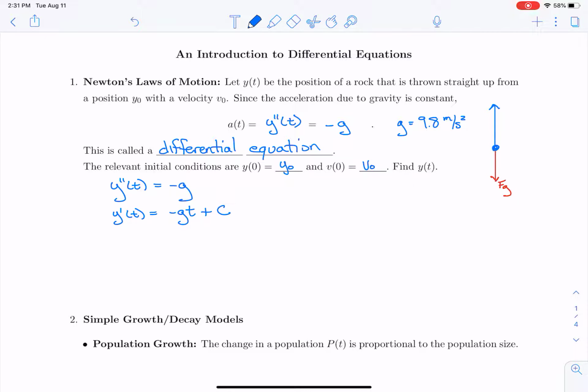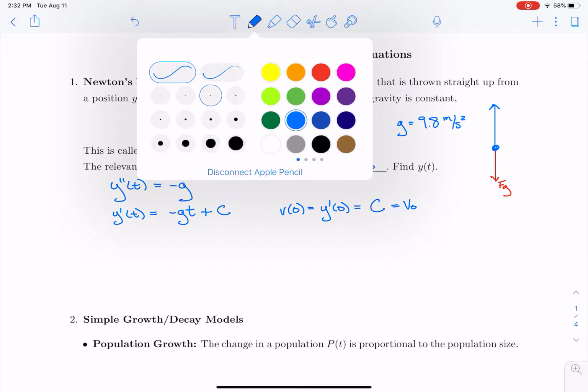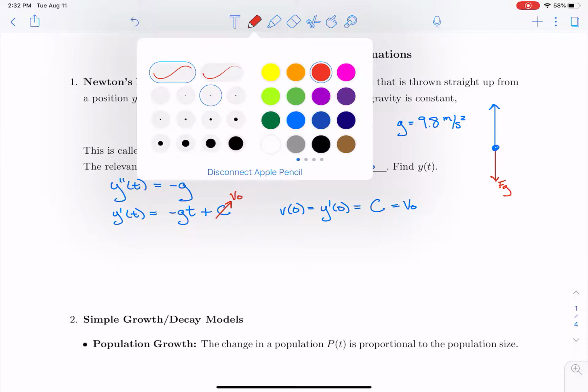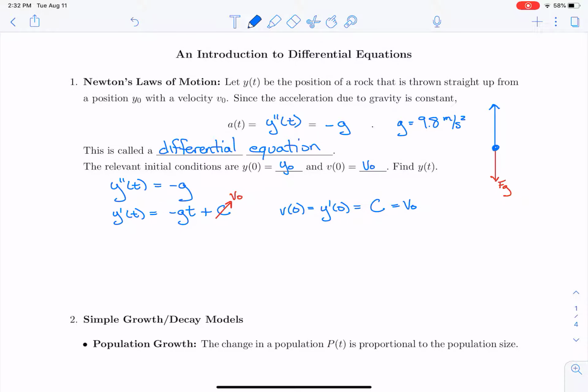Now, what is that arbitrary constant? Well, I know what v of 0 is, which is, of course, velocity is the derivative of position. So I know what y prime of 0 is. And y prime of 0 is c if we plug 0 into this equation. But y prime of 0 is also supposed to be v sub 0. So c must be v sub 0. So I'm going to go ahead and replace c with v sub 0. So now I actually have an equation for the velocity.